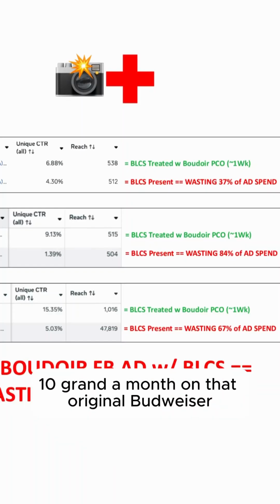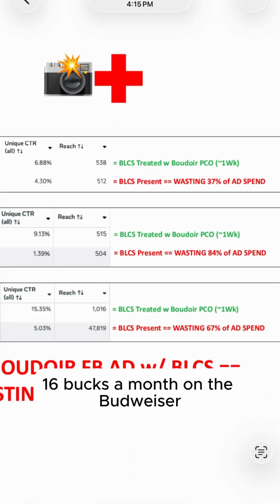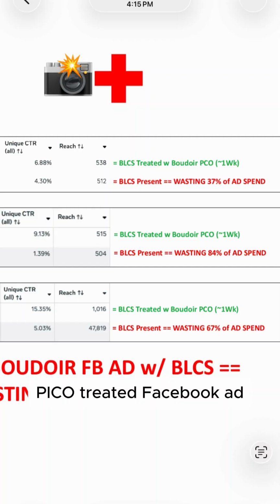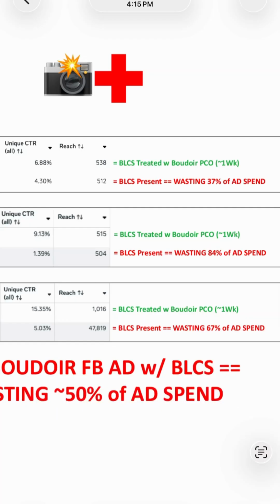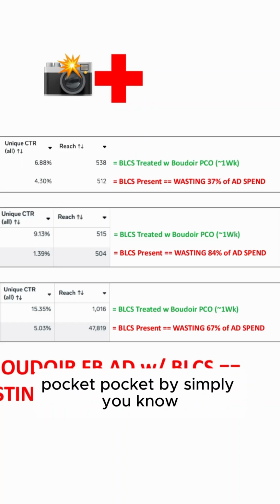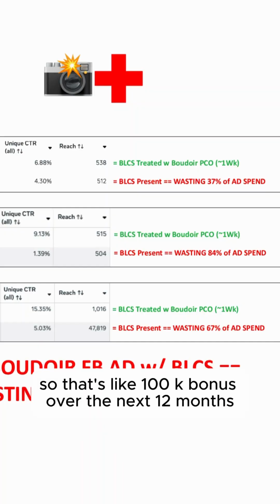So they're spending 10 grand a month on that original Boudoir Facebook ad. Now they only need to spend $1,600 a month on the Boudoir Pico treated Facebook ad, and they get their ad into the same number of women's brains in both scenarios. So they eliminate $8,400 a month in wasted Boudoir Facebook ad spend, and they actually pocket that $8,400 a month by simply not spending it. So it's like a 100K bonus over the next 12 months.